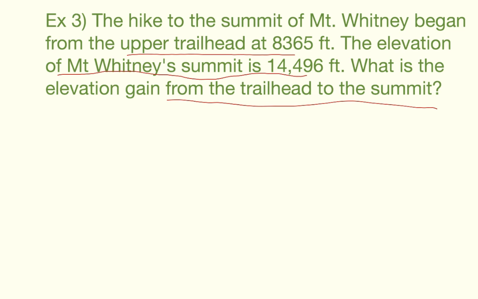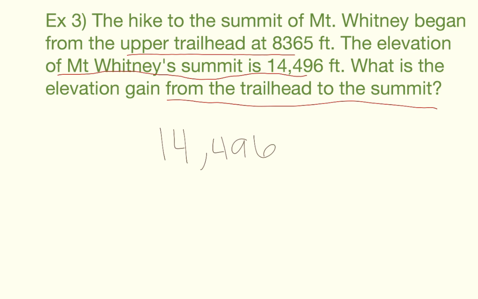Now, of course, I'm going to keep repeating this over and over again. We take a look at the numbers given and we see if we have our total amount. We do have our total amount, which is 14,496. The reason why that's our total amount is because it is the total distance from the upper trailhead to the top of the summit, or from the ground to the top of the summit. That is the total length of how long the Mount Whitney summit actually is.